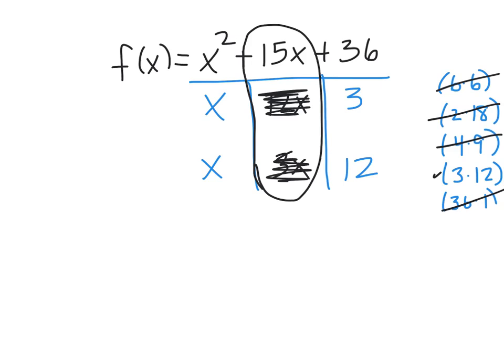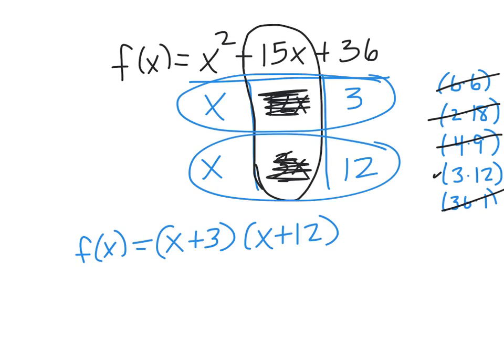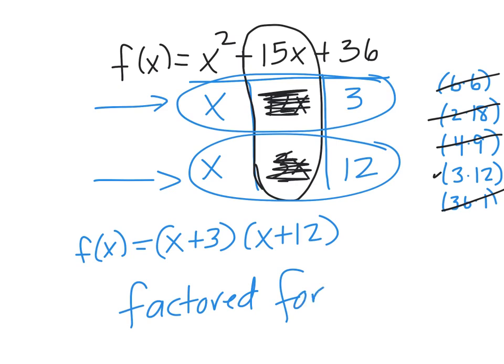So my answer will always be horizontally, and I pair these numbers side by side. So f of x equals x and positive 3, or x plus 3, and x and positive 12, or x plus 12. I always look at my answers horizontally. Okay? This is what we call factored form, versus standard form and vertex form that we discussed in the previous video.